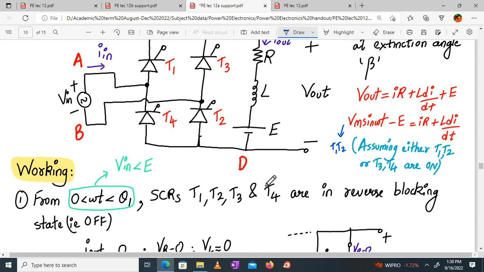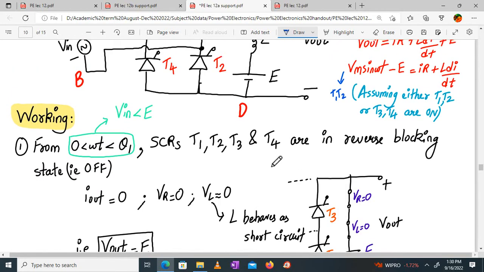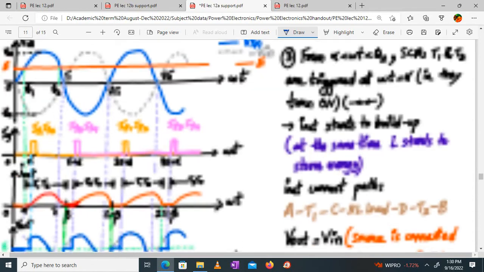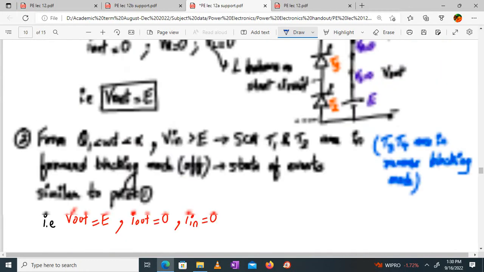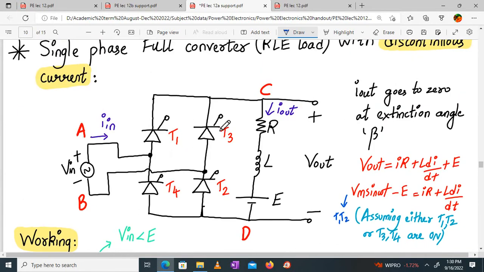Okay. So now we'll understand what happens between 0 to theta 1. Now this is 0 to theta 1, right? 0 to theta 1, what is happening? V in is less than E. So what does that mean? V in is less than E. All the diodes are reverse biased, in reverse blocking mode. All the diodes are off.